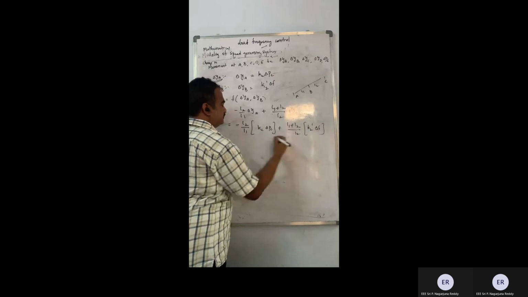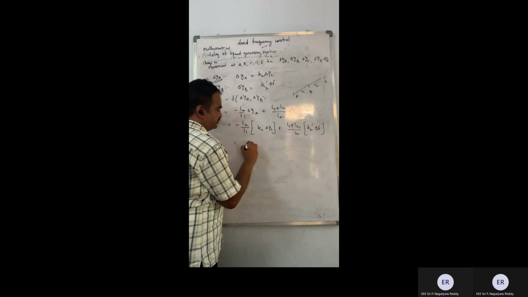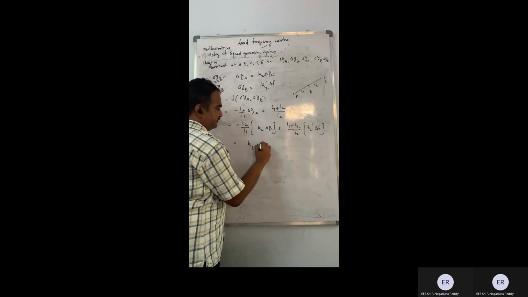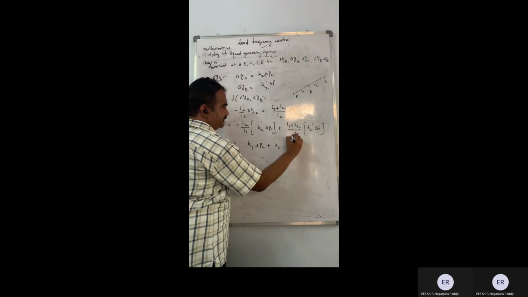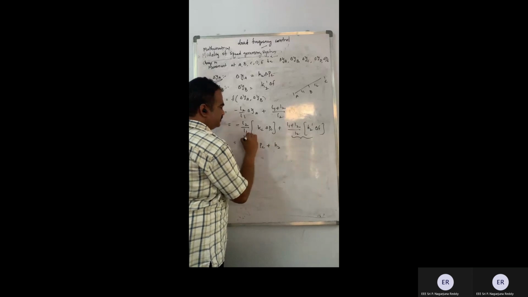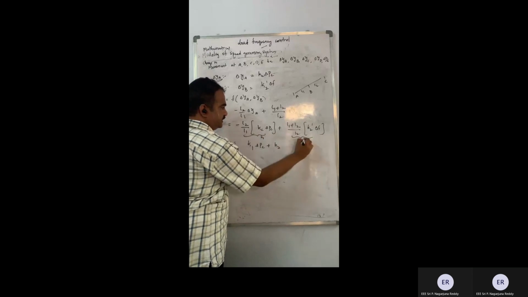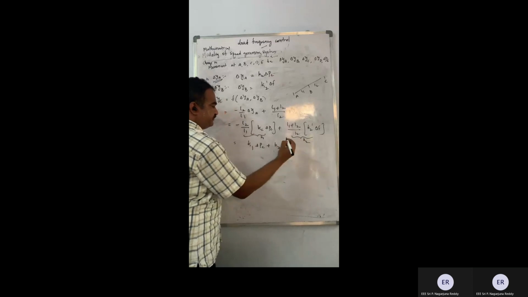So overall I take this as K1 delta PC plus, and the whole of this I take as K2 into delta F. Okay. So this is my delta YC. I'll take that as mine. Okay. This is mine.